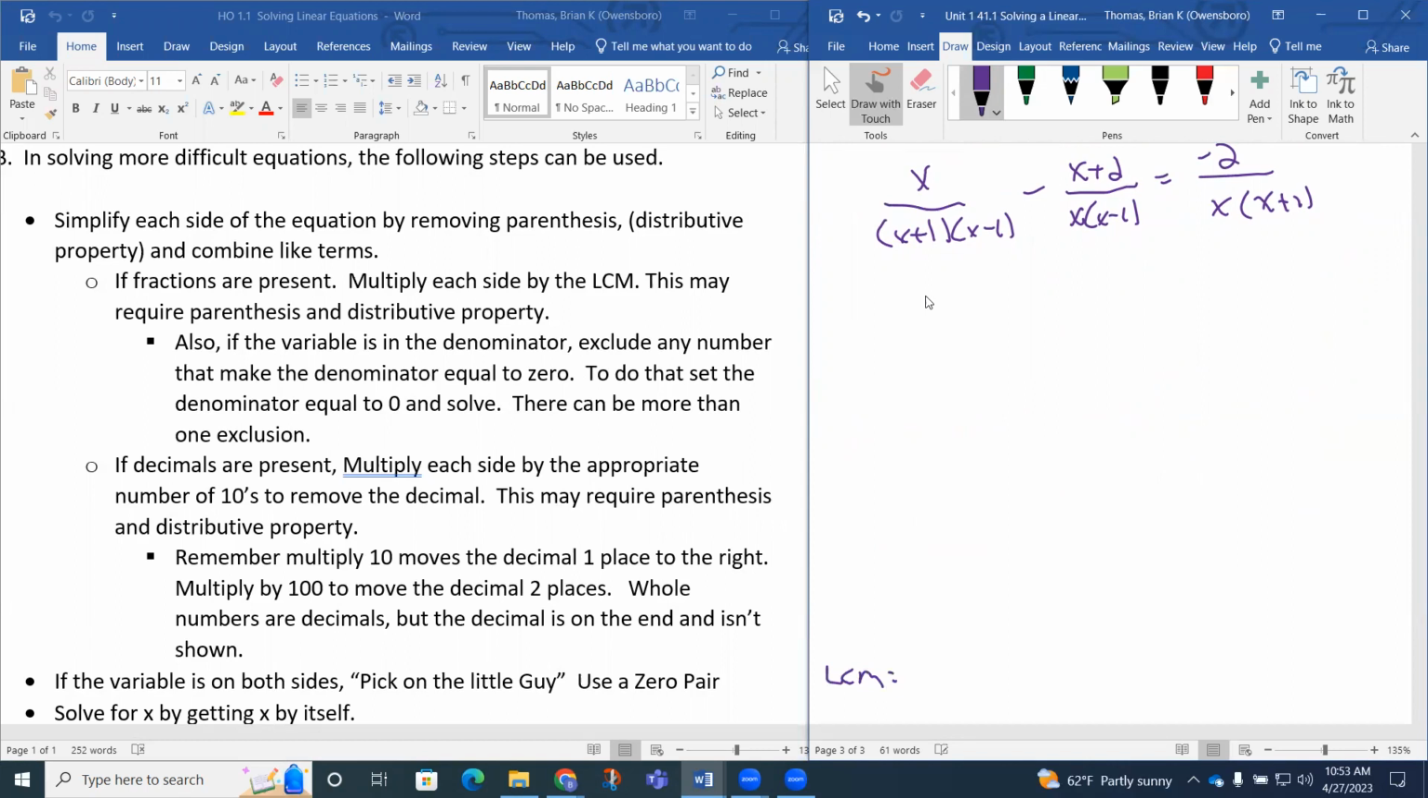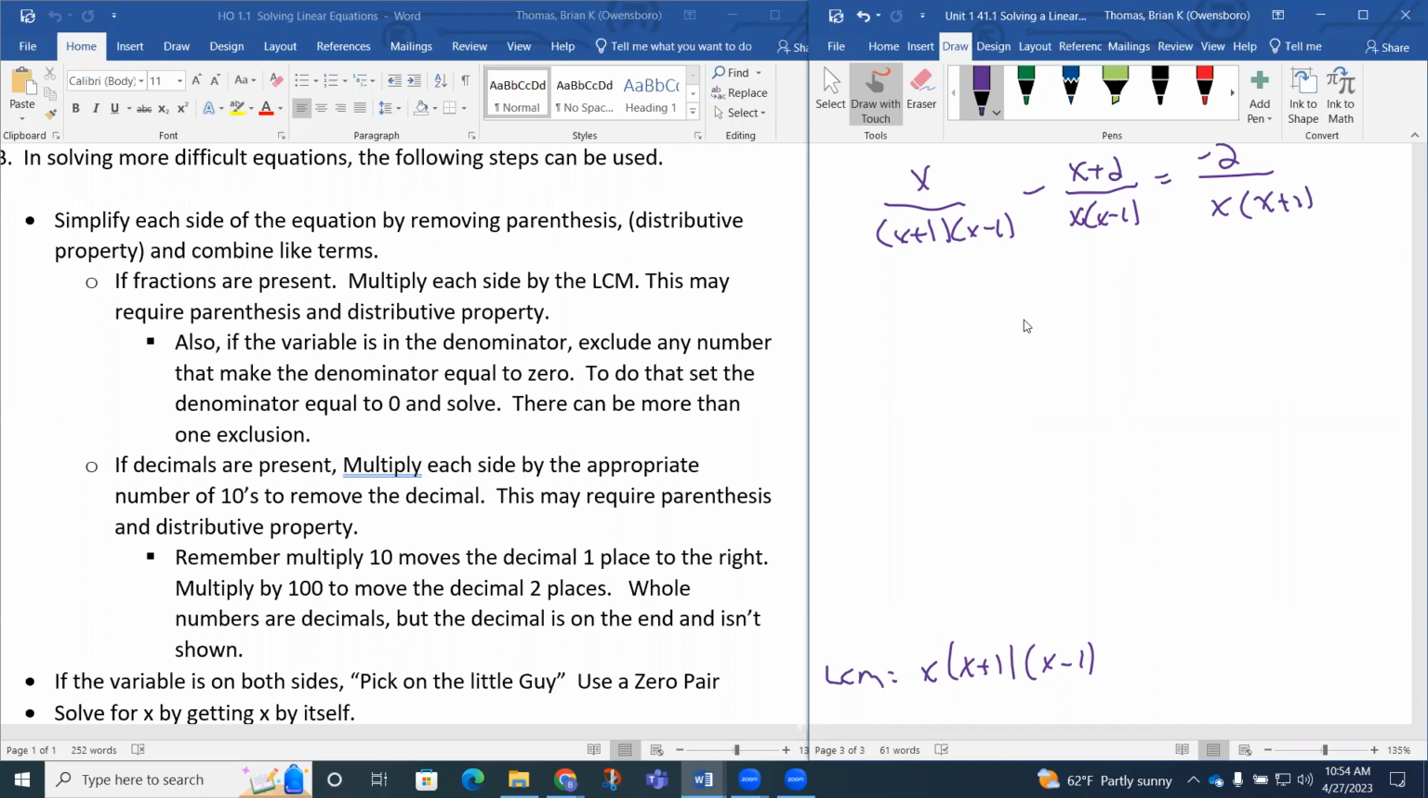Notice that for the LCM, x is one of the factors, x plus 1 is a factor, and x minus 1 is a factor. What's the most number of x's we saw? This had an x, this had an x, this didn't have an x, so the most was just one x. What's the most number of x plus 1s we saw? This had one, this didn't have any, and this had one, so I just need an x plus 1. And what's the most number of x minus 1s we saw? This had an x minus 1, this had an x minus 1, and this had none, so the most I saw was just one.